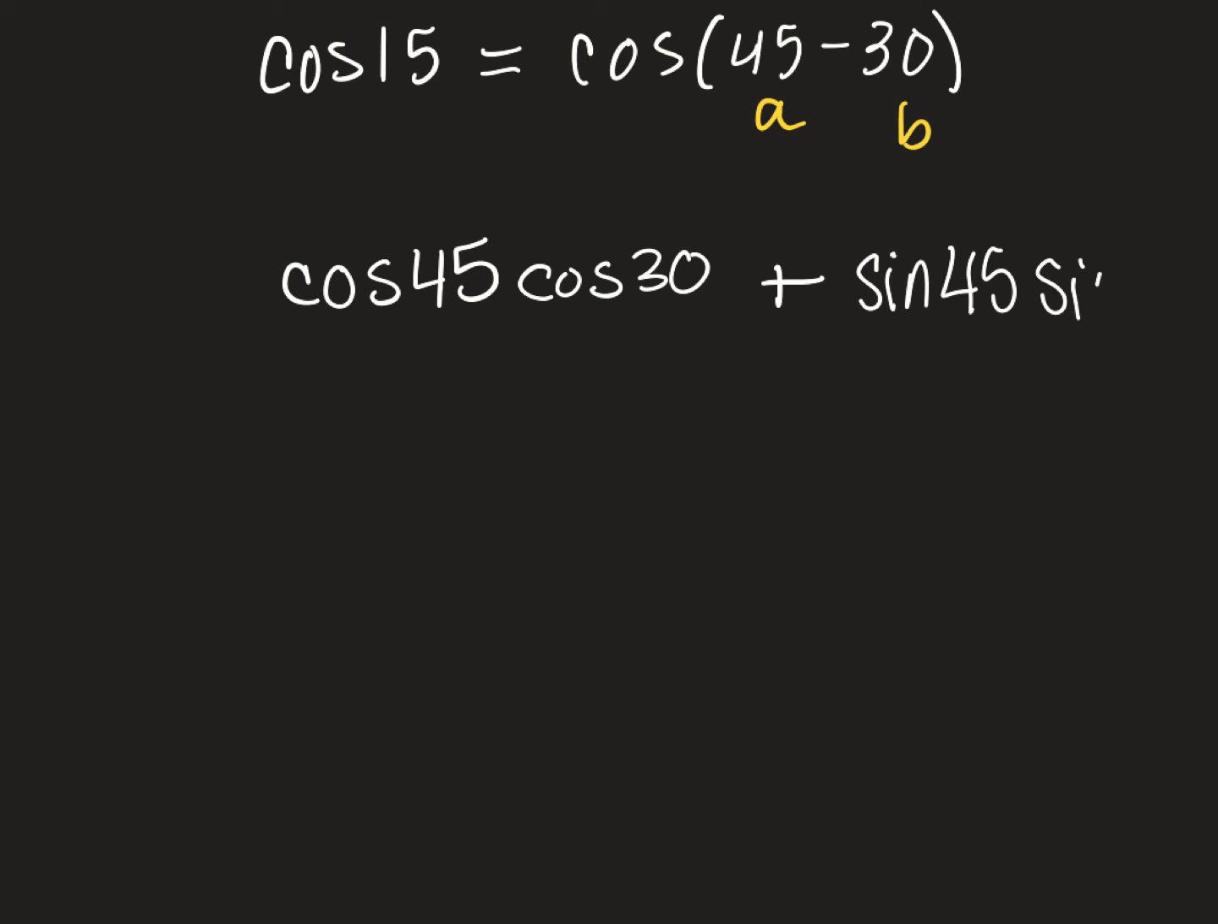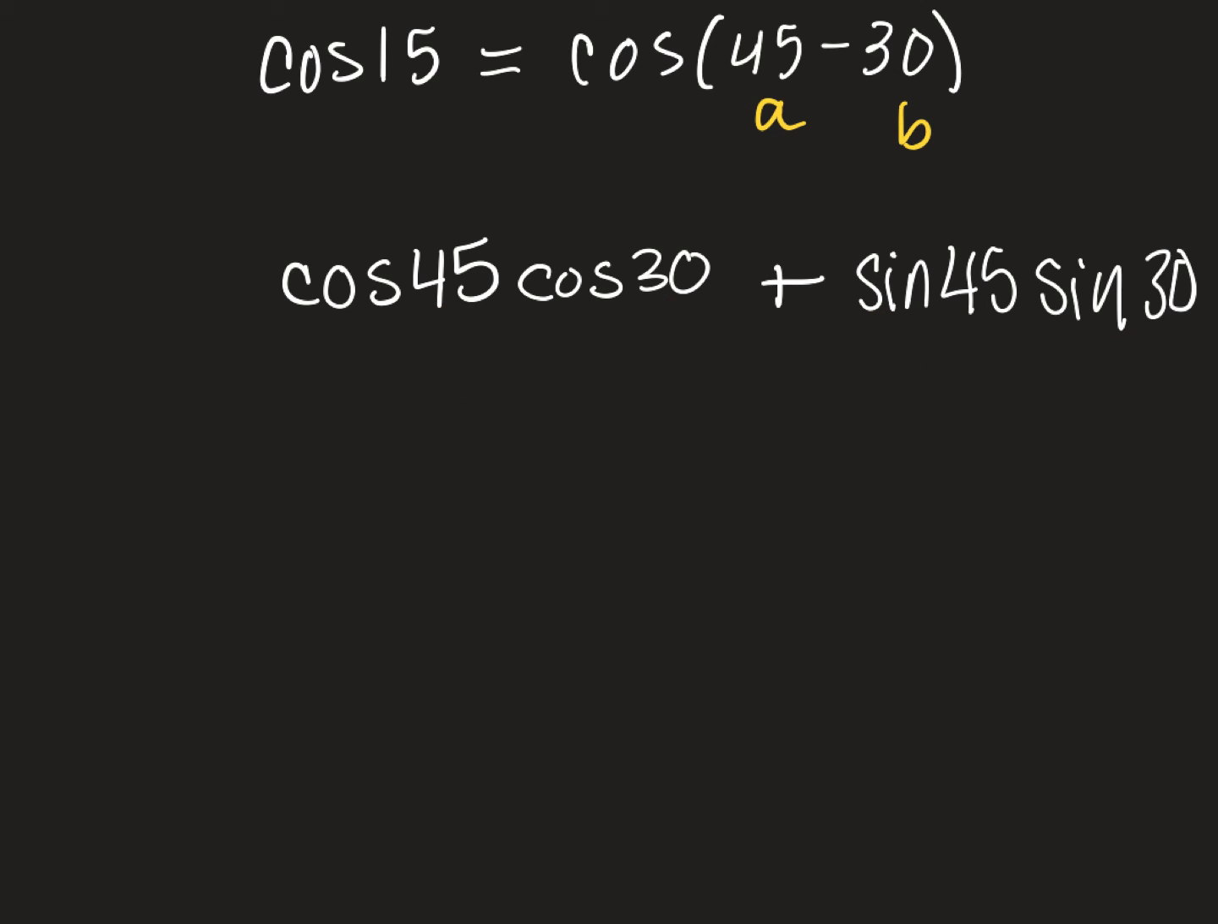times sine 30. Now, if you notice in our cosine formula, in the original one, it gave you a plus-minus here and then a minus-plus here. If you have a minus-plus, that just means you're using the opposite sign of what you're given. Since we started with a minus here, this changes to a plus. Now, to get these exact values, you want to look at your unit circle.